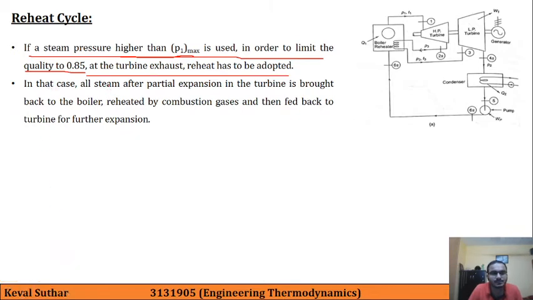In that case, all the steam after partial expansion in the turbine, that is HP turbine, is brought back to the boiler. So this statement is present over here in this figure, that after partial expansion it is sent back into the boiler or reheater, reheated by combustion gases and then fed back to the low pressure turbine for further expansion, that is over here.